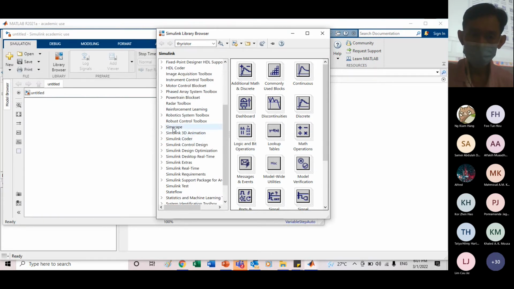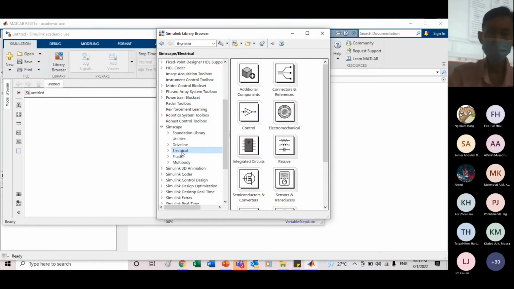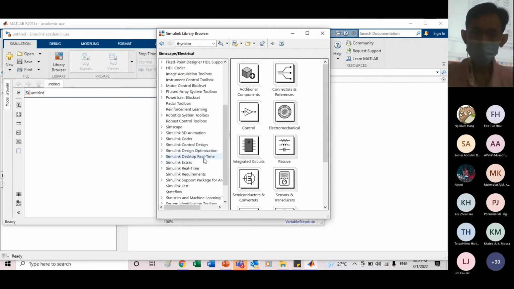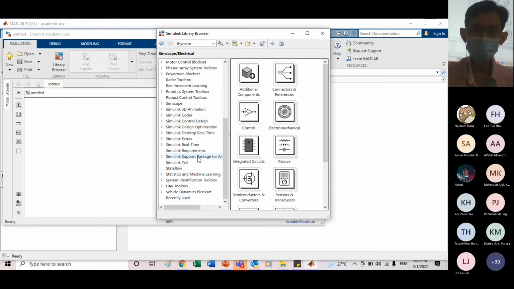And then you need to install Simscape. And inside Simscape, you can see there is Electrical, these are the ones we are going to use. Simscape Electrical, so install the whole Simscape. And then, yeah, that's about it. You need to install the support package for Arduino.